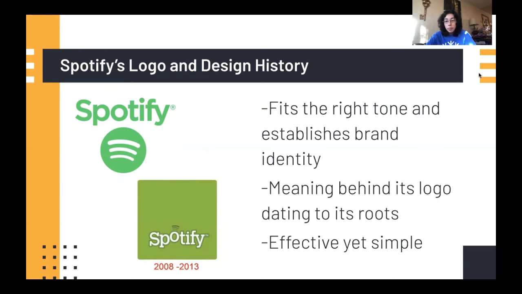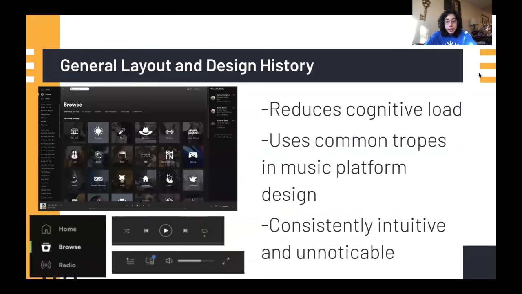Another example would be the general layout and how the design history incorporates itself into Spotify. So the whole point is for Spotify to reduce its cognitive load, and it does that by making it really easy for the user to comprehend what everything is, because it's so familiar. It's for older people who did use cassettes back then and cassette players.